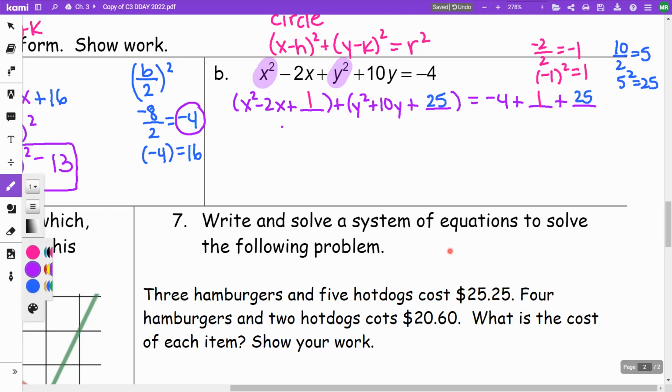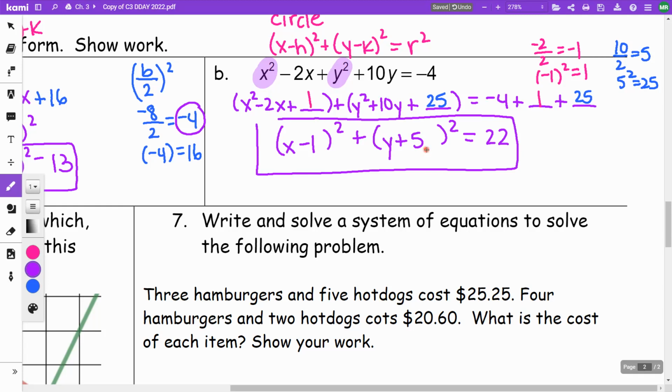And then I'm going to write these as squares. So this is my x, this is my y. And again, when I'm trying to figure out what goes here, I look at my b. Half of -2 is -1. So this is going to be x minus 1. Half of 10 is 5. So this is going to be y plus 5. And on the other side, 26 and a -4 is a 22. That's your equation.